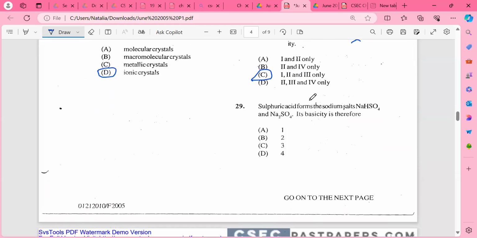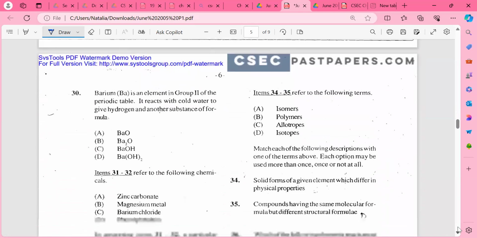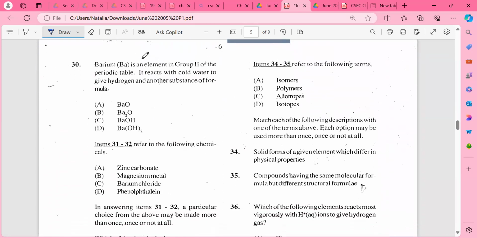Sulfuric acid forms sodium salts, sodium hydrogen sulfate and sodium sulfate. The basicity is going to be 2 because it produces 2 moles of H+ ions. Barium is an element in group 2 of the periodic table. It reacts with cold water to give hydrogen and barium hydroxide, which is D.